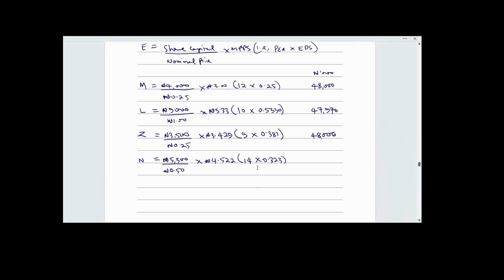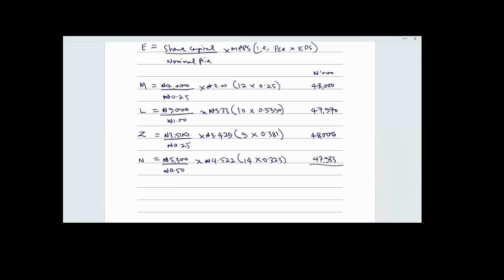4.522. Therefore, 5,300 divided by 0.5, multiplied by 4.522, equals 47,933. Here is 47,933. So I need to add up the total market value of equity for the proxy companies.